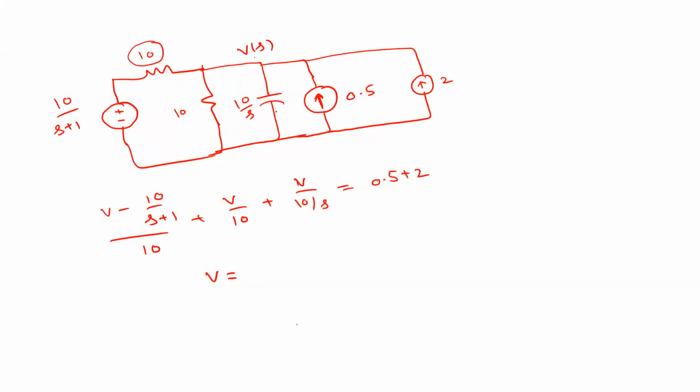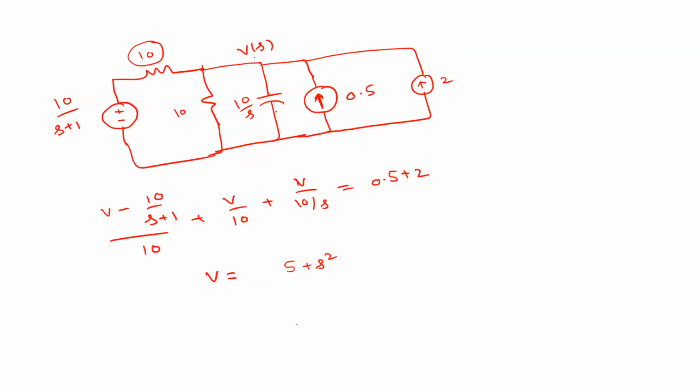Sir, 5 into S square plus S plus 2. 5 into S square. No, in the numerator itself we are getting S square. Yes, sir.